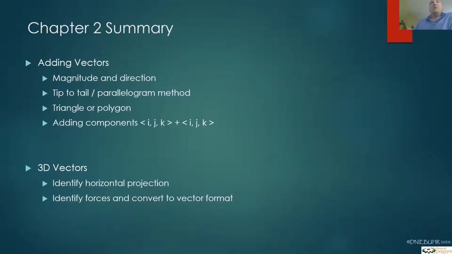So instead, you're going to either add them using a triangle method where you only have 2 vectors, or if you're a brave soul, you could do the polygon, though I don't encourage it. Once you get past a triangle, I would say just add your vectors by components. So just add up the i's, the j's, and the k's respectively. And then at the end of the chapter, you talked about 3D vectors. That was identifying the horizontal projection and identifying forces and converting to vector format.